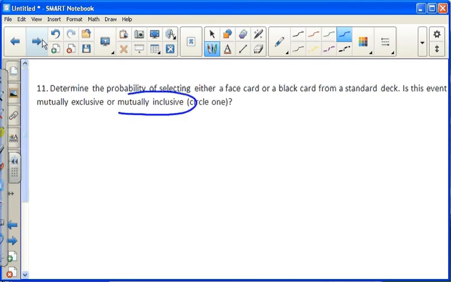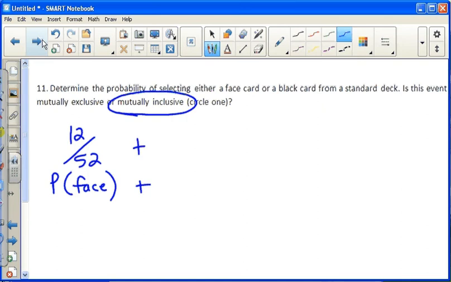And when that happens, we need to add their probabilities together and then subtract the probability of them happening at the same time. So I'll show you what I mean. We take the probability of having a face card, which as we did earlier is 12 out of 52. There's 4 queens, 4 kings, and 4 jacks for a total of 12 out of the 52. Add to that the probability of getting a black card. Well, half the cards are black, so that's 26 out of 52. But then we need to subtract the probability that it's both.